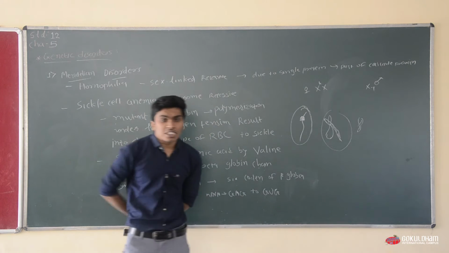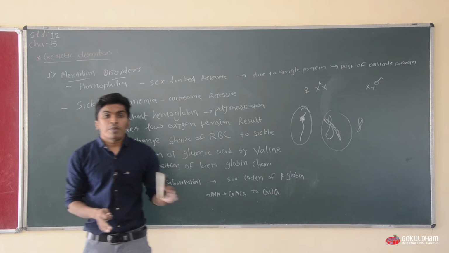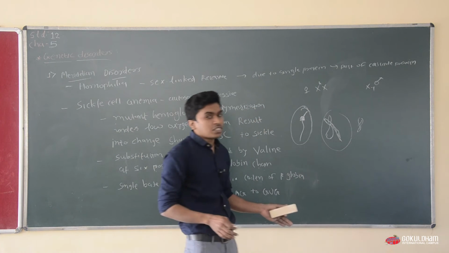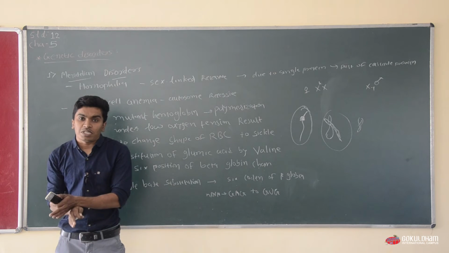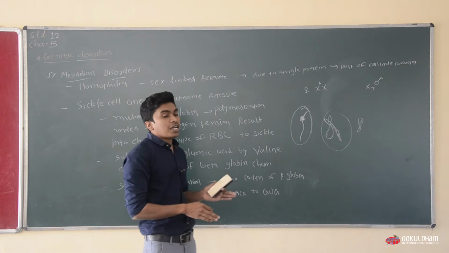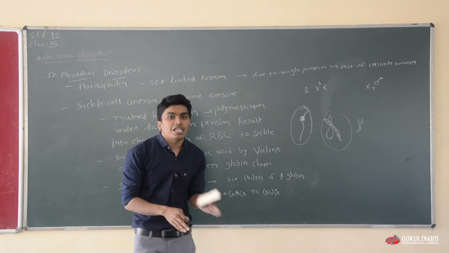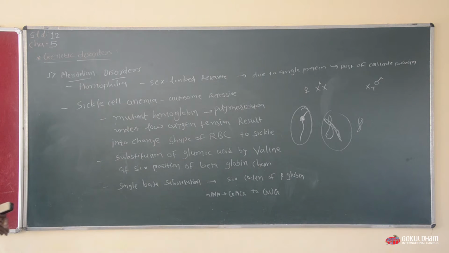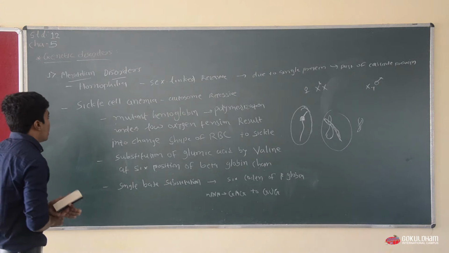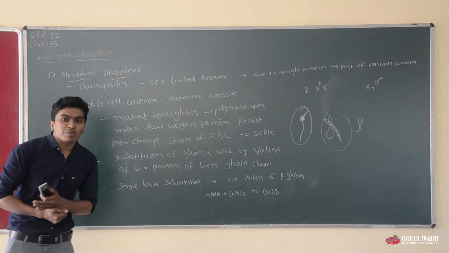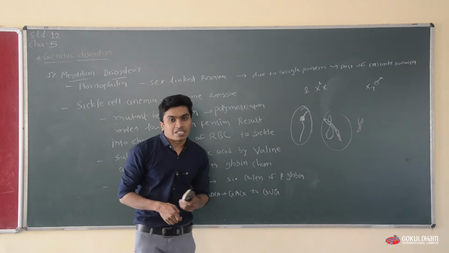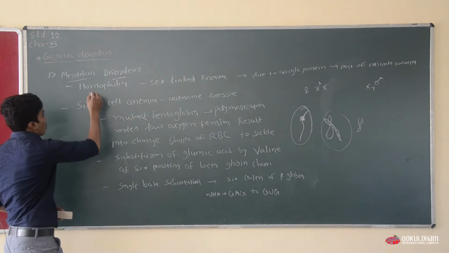Mendelian disorders follow the principles of Mendel, and they are inherited from parents to their offspring in the manner of Mendelian principles. In Mendelian disorders we are going to discuss three disorders. First one is hemophilia, second is sickle cell anemia, and third we will discuss color blindness. So first one is hemophilia.